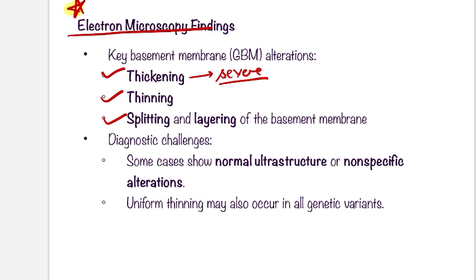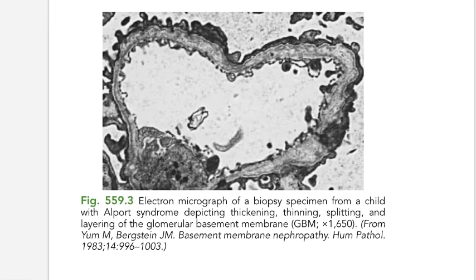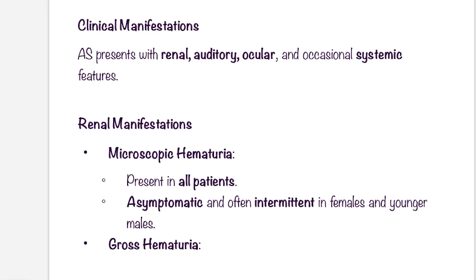But as of now, remember, electron microscopy findings are pathognomonic of Alport syndrome. It may be in the form of thickening, thinning, splitting. The thickening is seen in the severe spectrum of Alport syndrome. There are diagnostic challenges because if you do this, it may be normal. So these are diagnostic challenges. Just see, electron microscopy is showing thickening, thinning and splitting. Somewhere it is showing thickening, somewhere splitting, and somewhere thinning. Just remember, thickening is seen in severe disease.